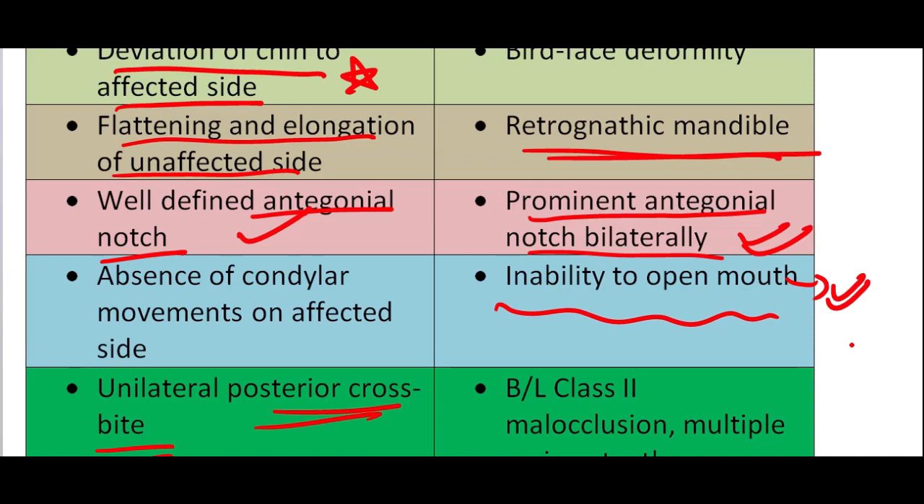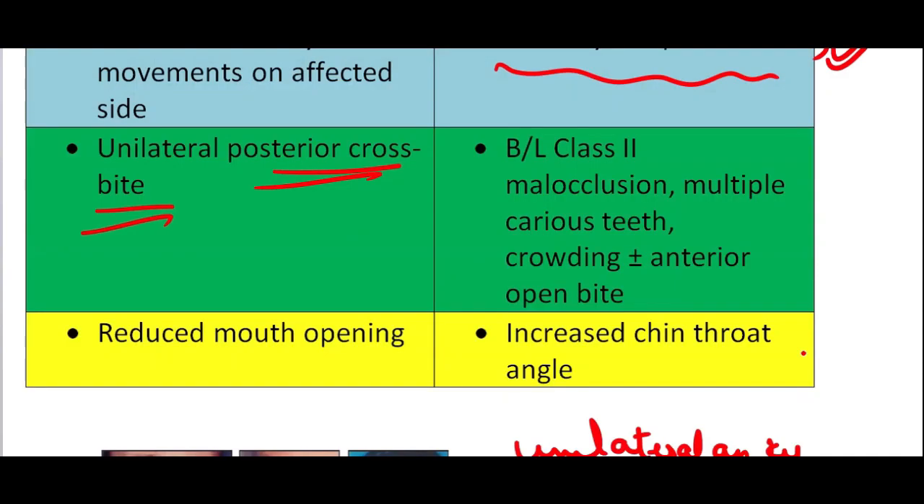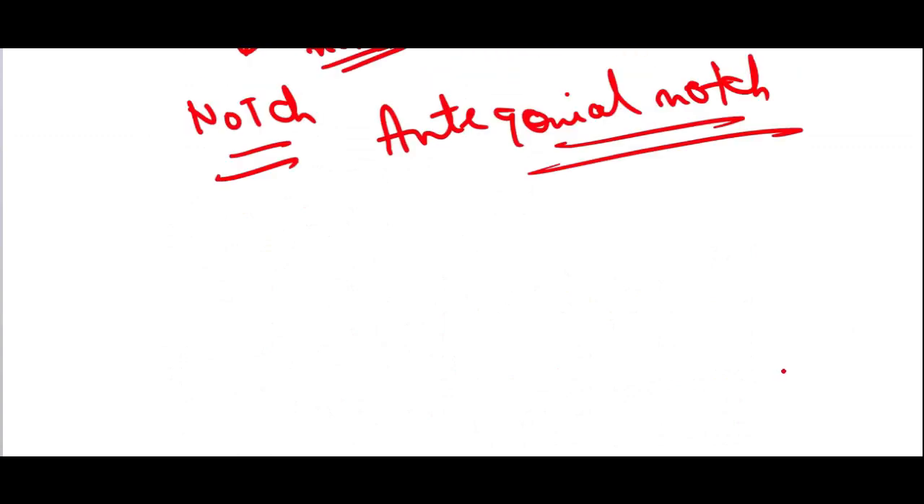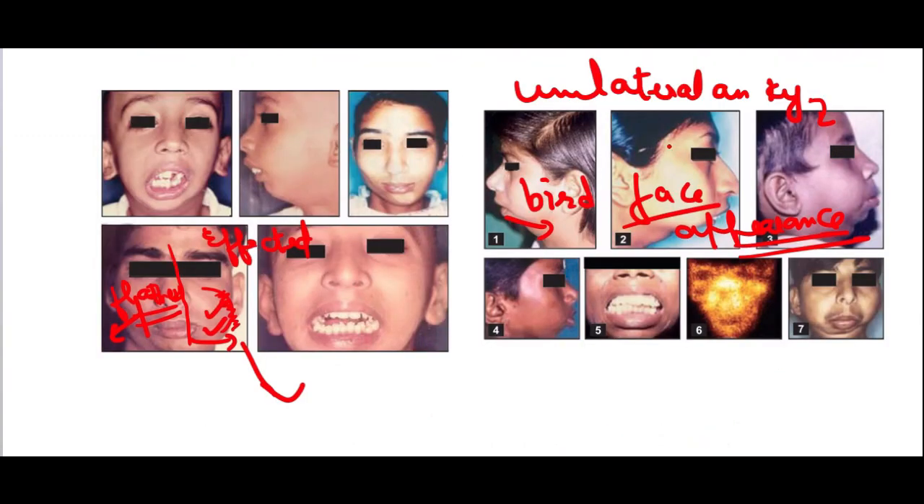Apart from that, there is a reduced or absent neck-chin angle. So the angle between the neck and the chin is almost reduced or entirely absent due to the restricted jaw movement. The patient with bilateral ankylosis commonly presents with multiple carious teeth and poor periodontal health due to difficulty in oral hygiene maintenance and limited access for dental care.